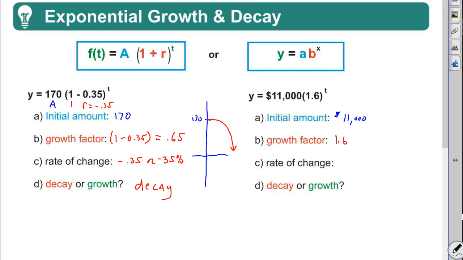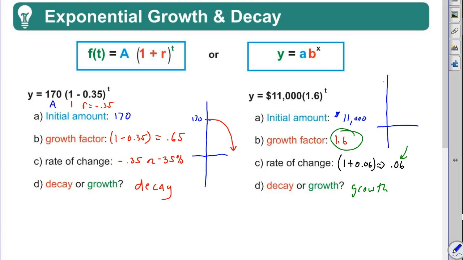What is our rate of change? If I change it to the other format, this would be 1 plus 0.6. So the rate of change is 0.6. That's the r value, the rate of change. And this is clearly a growth, both because our growth factor is greater than 1 and our rate of change is positive.